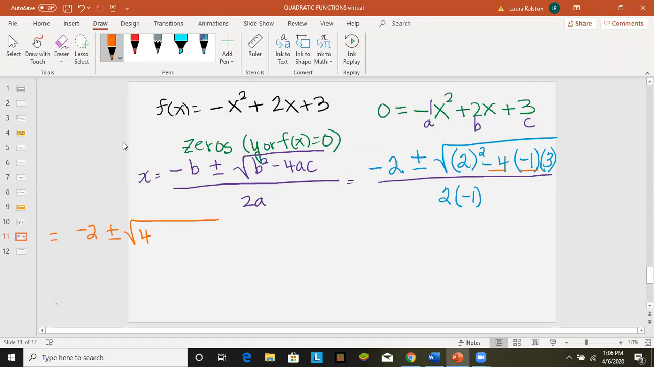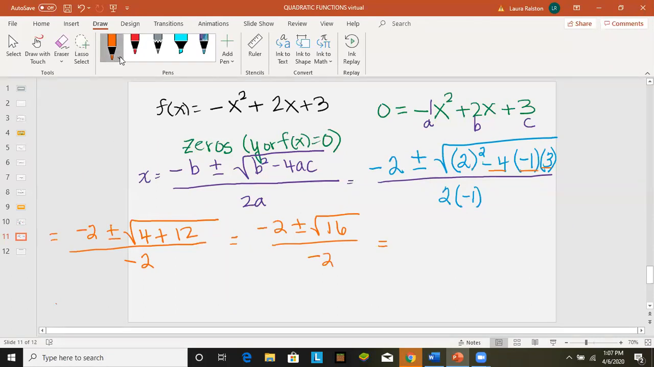Minus 4 times -1 is positive 4. Negative times a negative is a positive. Times 3 is positive 12, all over 2 times -1. Then I'm going to come back and I have -2 plus or minus the square root of 4 plus 12, which is 16, over -2.